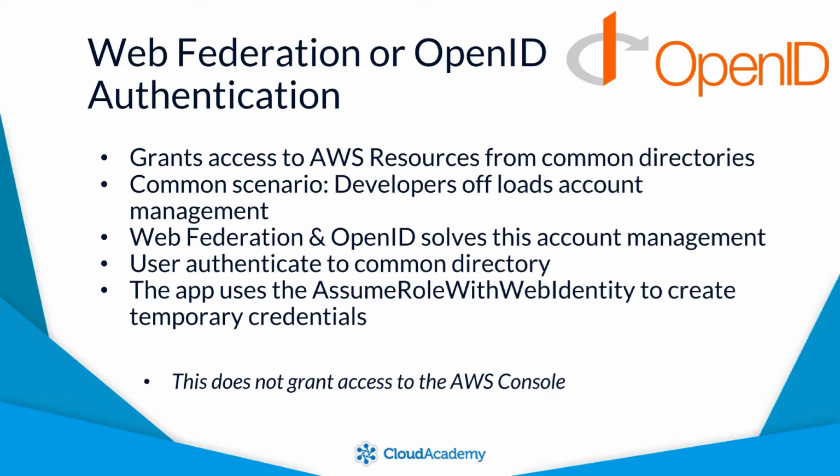Web Federation solves this problem by linking OpenID Connect compatible identity providers to your AWS resources. When a user logs in with a compatible identity provider, your app will make a call to the assume role with web identity to get a set of temporary credentials. These credentials are unique to each call and expire after a set amount of time.